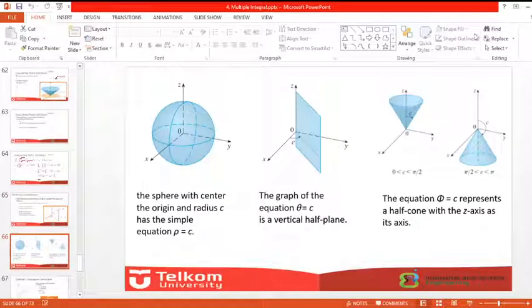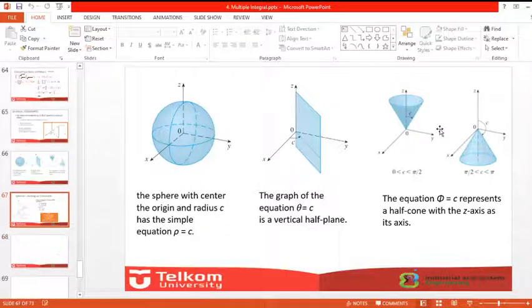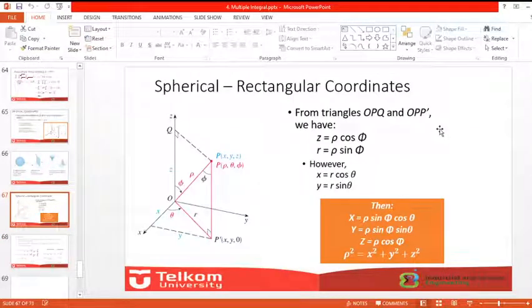If rho is constant, it should be a sphere. When theta is constant, it should be only like this. And also when phi is constant, it should be like this, if phi is from 0 until π over 2, but here from π over 2 until π. So we can determine this result.